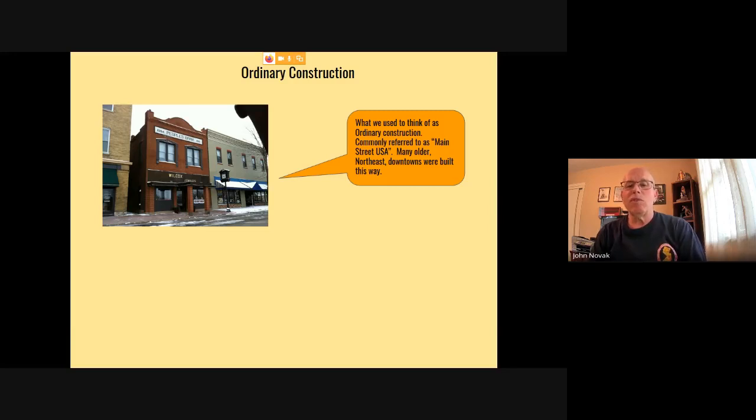The buildings are usually narrow at the front and they go deep. So maybe a 30 by 60, 30 by 80, 30 by 100, you know. And it basically was restricted by the size of the lumber that was available during the time. So it was a matter of spanning the distances. So older downtown areas that were ordinary construction were normally narrow fronts with long, deep buildings on the lot line.